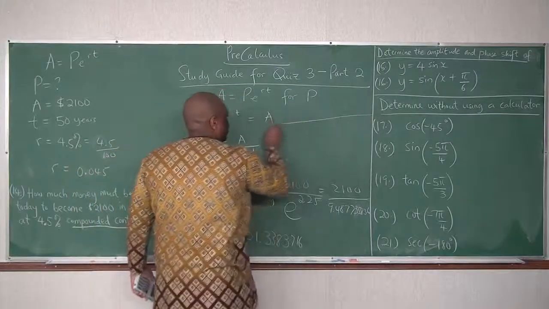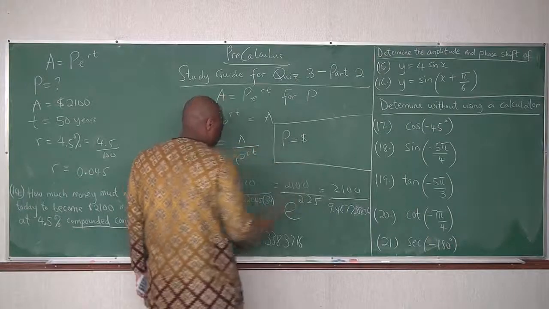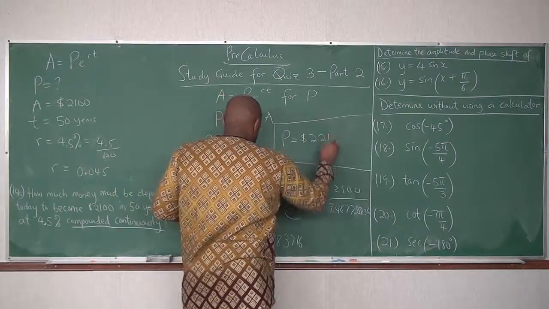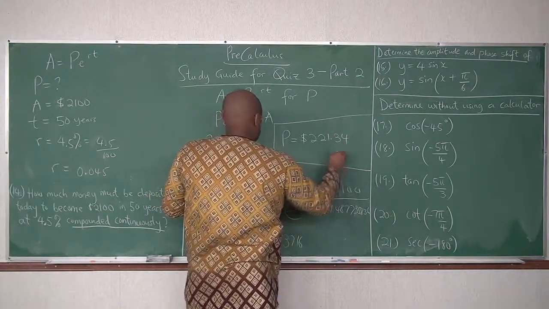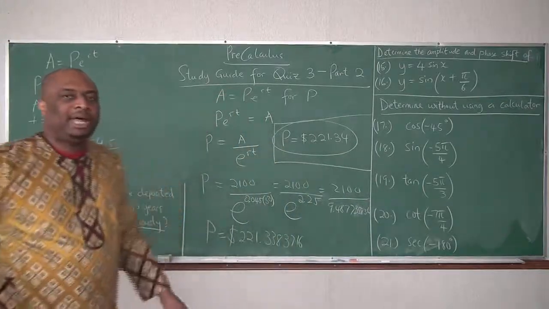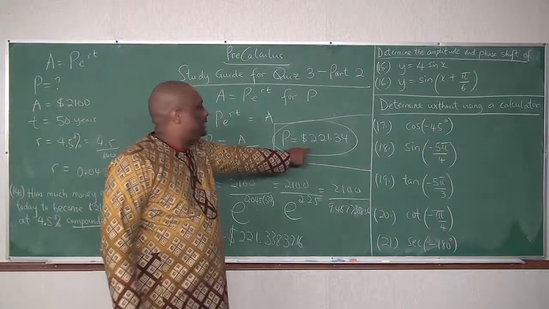So your P will be, this is in money, so you round to the nearest cent since it's money. This is $221.34.